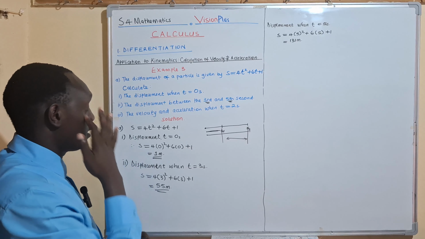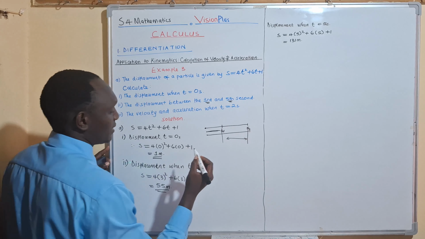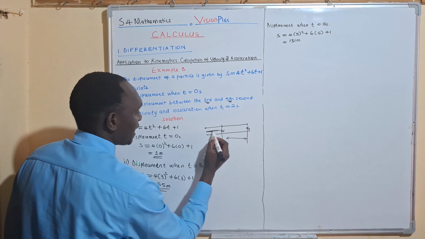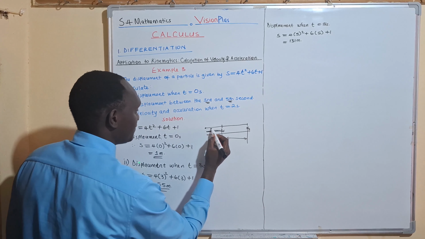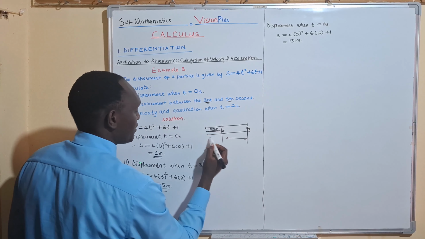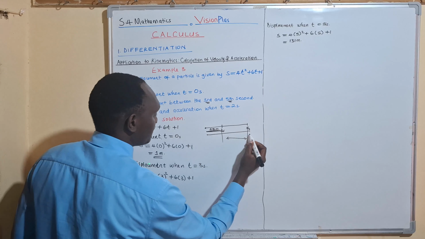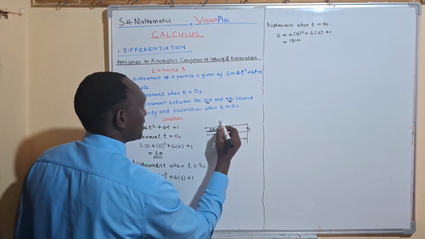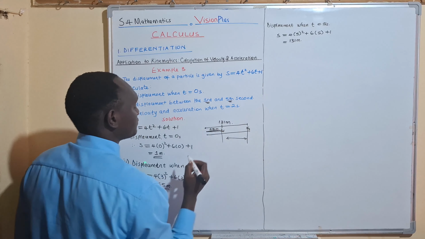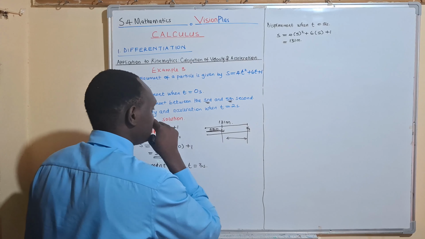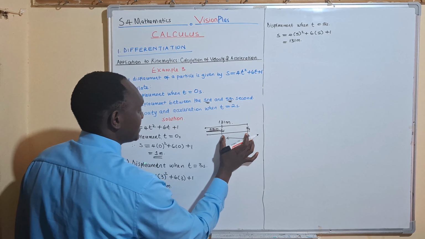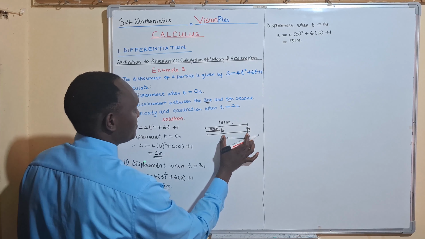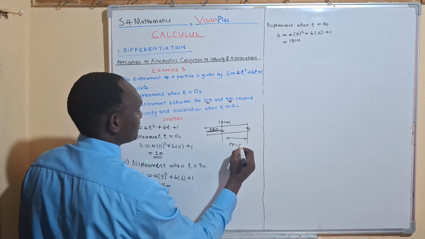Now, we have got our distances. From the beginning up to the third second is 55 meters. From the beginning up to the fifth second is 131 meters. Now, what is the distance between the third and fifth second? You simply subtract 131 minus 55.